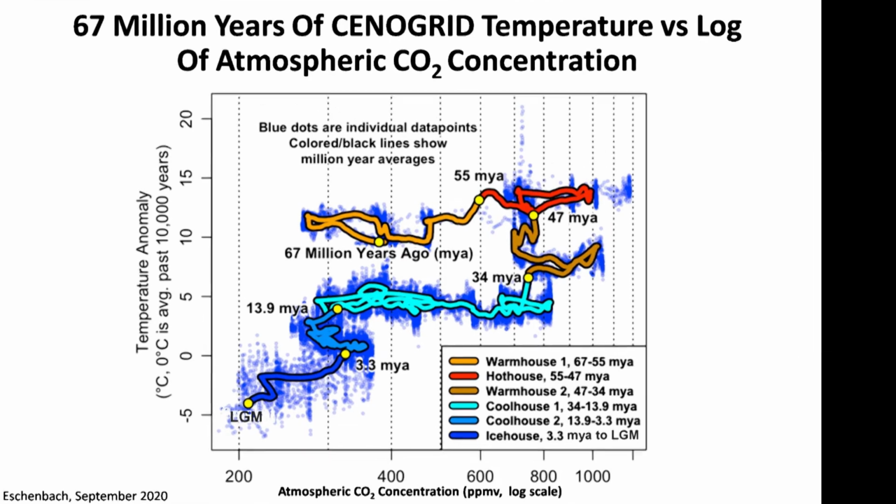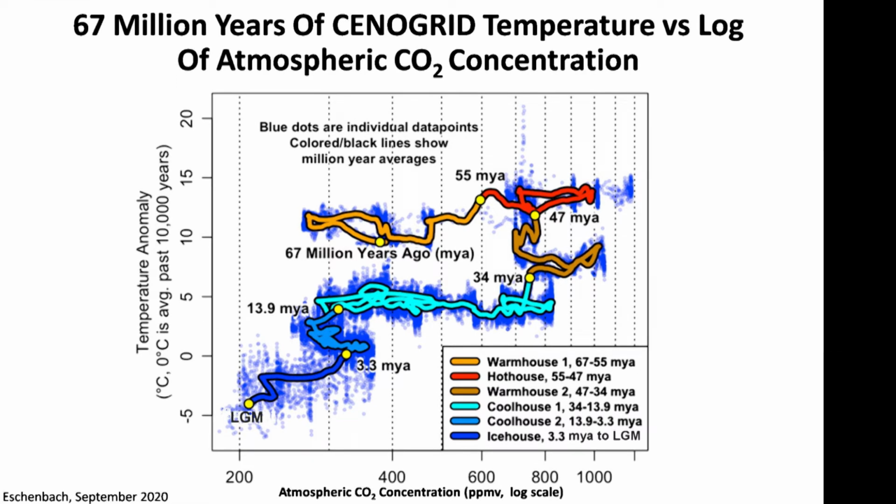Hotter reds are up, colder blues are down. CO2 ppm is plotted on the horizontal axis, increasing logarithmically to the right, between 180 ppm on the left and 2000 ppm on the right. The data covers time from 67 million years ago to about the latest glacial maximum, LGM. The colored continuous line drawn through the data points is the trace of time moving through the chart from 67 million years ago to the LGM.